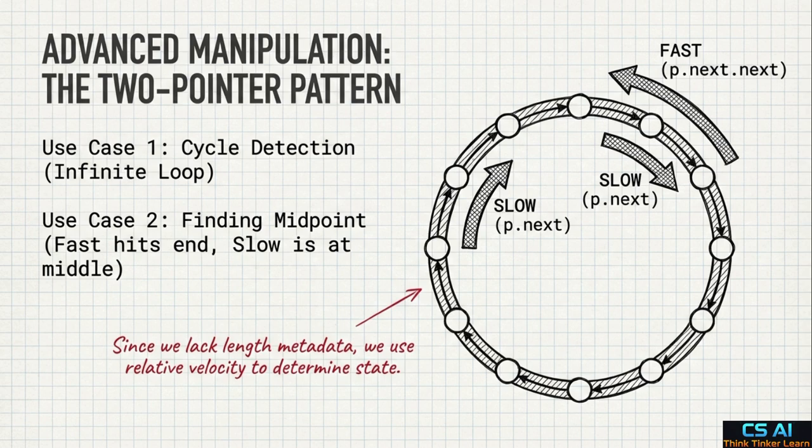For advanced manipulations, we often employ the two-pointer pattern. This technique involves using two pointers that traverse the linked list at different speeds. Use case 1 is cycle detection, where if a fast pointer moving p.next.next and a slow pointer moving p.next ever meet, it indicates an infinite loop or cycle in the list. Use case 2 is finding the midpoint. If the fast pointer reaches the end of the list, the slow pointer will be at the exact middle. The fundamental principle is that since we lack length metadata, we use relative velocity to determine state within the list.